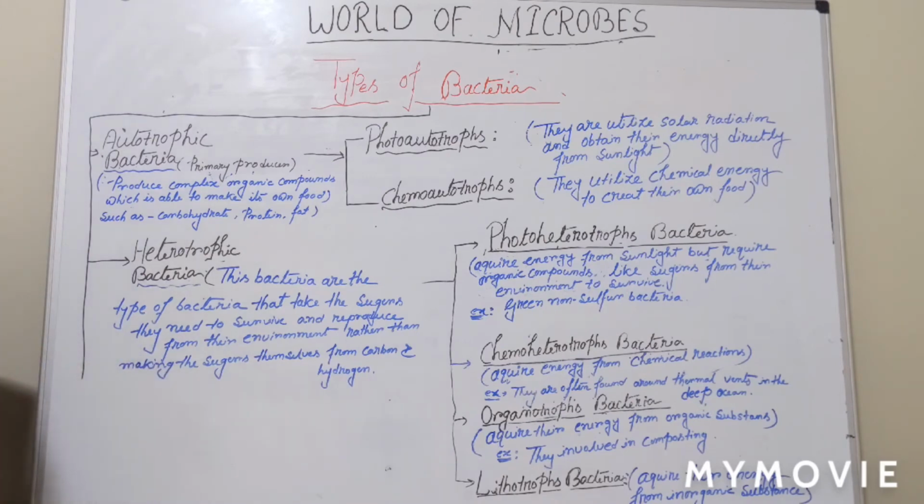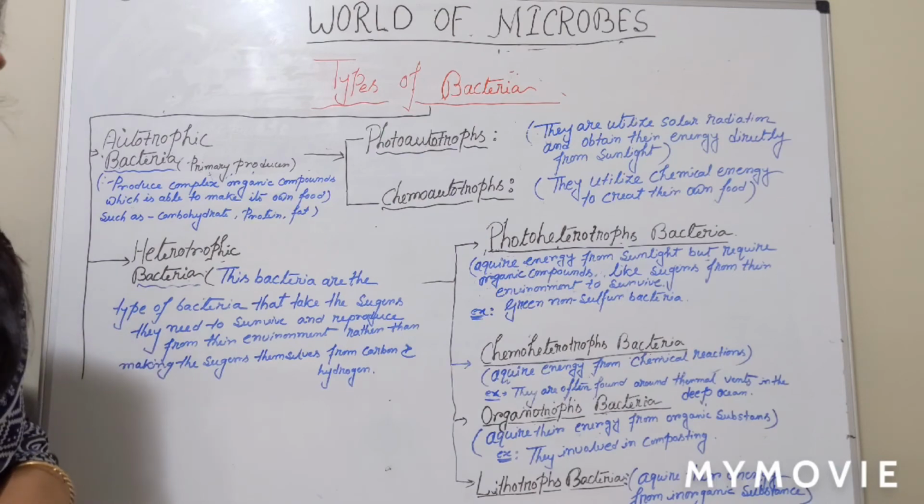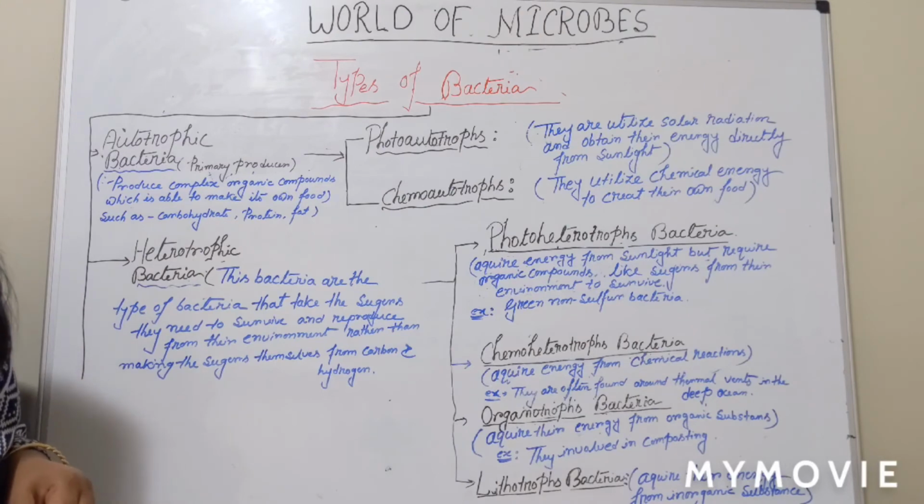Next, the heterotrophic bacteria. Heterotrophic bacteria are bacteria that take the sugar they need to survive and reproduce from their environment, rather than making the sugars themselves from carbon and hydrogen. Heterotrophic bacteria are mainly of four types. First is photoheterotrophs bacteria. Next, chemoheterotrophs bacteria. Third, organotrophs bacteria. And last, lithotrophs bacteria.